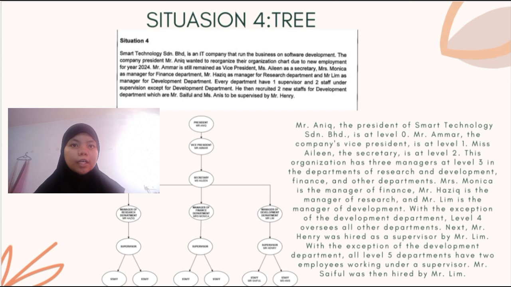So we use 3 terminologies for this situation. Mr. Anik, the president of Smart Technology Sendirian Berhad, is at level 0. Mr. Amar, the company vice president, is at level 1. Ms. Eileen, the secretary, is at level 2. This organization has 3 managers at level 3 in the departments of research and development, finance, and other departments.